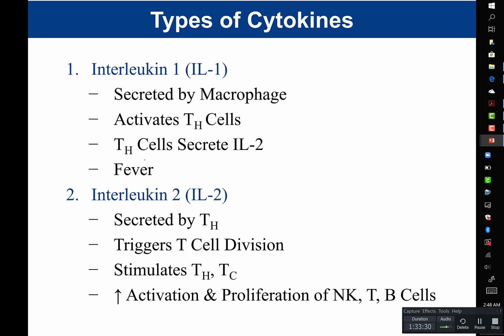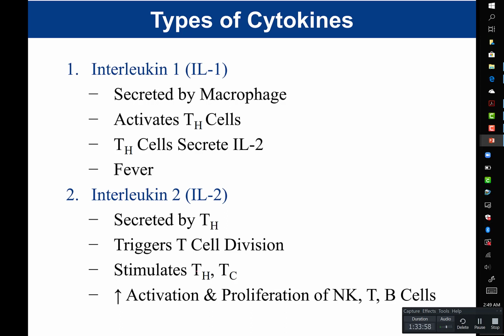So that's interleukin 1. It's the only one of these cytokines that we're going to talk about that's not produced by T helper cells. It is going to target T helper cells, but it's not produced by T helper cells. Interleukin 2 is secreted by T helper cells, and it triggers T cell division. So it's going to activate T cells to proliferate.